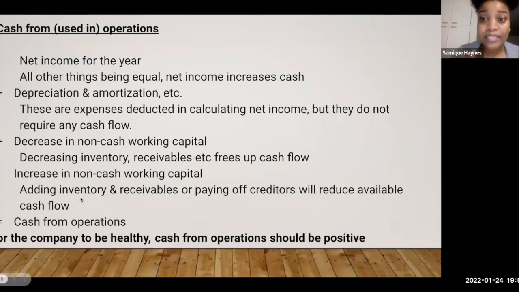If your inventory is going up, that means you're purchasing more inventory. So your cash is going to go down, so you deduct it. If your receivables is going up, it means more people are owing you. More people are not paying you in cash, so you deduct the increase in receivables because it will reduce the cash that's available for you. And this gives you your cash from operations. For the company to be healthy, cash from operations needs to be positive.